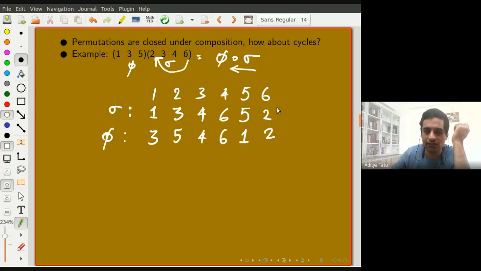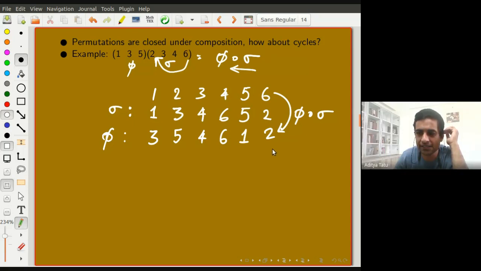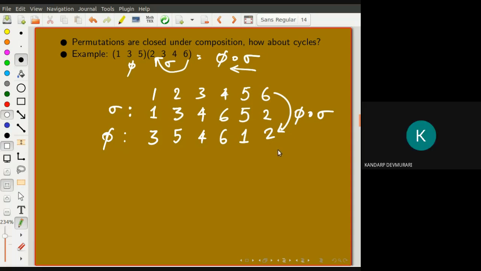Can you figure out if this function is a cycle or not? So yes, 2 should be mapped to itself in 5. Once again, in 5, 2 should be mapped to itself. My voice is breaking, so I'm not able to understand your question, Nilesh. Yes, sir, it is a cycle.